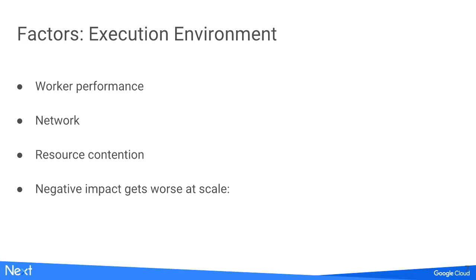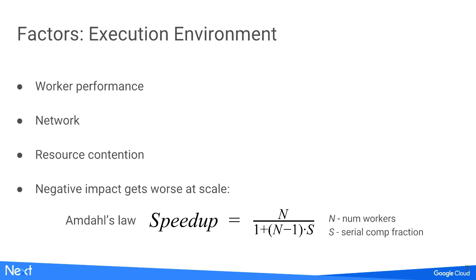So the impact of uneven worker performance gets worse with scale. Amdahl's law tells us essentially that. The more parallelism we have, the more serious a bottleneck the serial part of our application becomes.